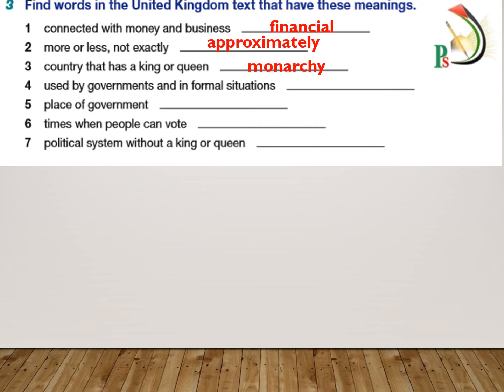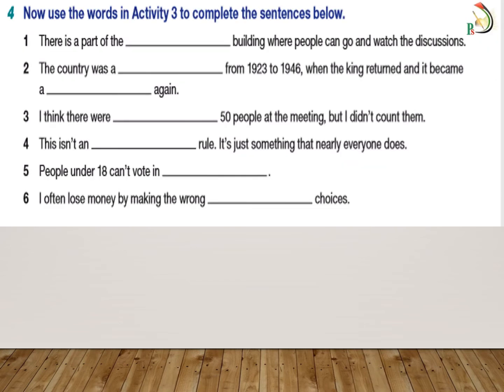Okay, number four, used by government in formal situations, it's official. Number five, place of government, parliament. Number six, times when people can vote, elections. Number seven, political system without king or queen, it's republic. Now, my dear students, try to check your answers and correct the mistakes. You have 1 minute.